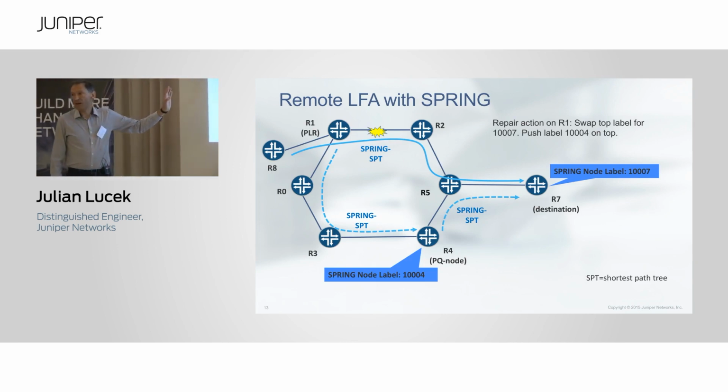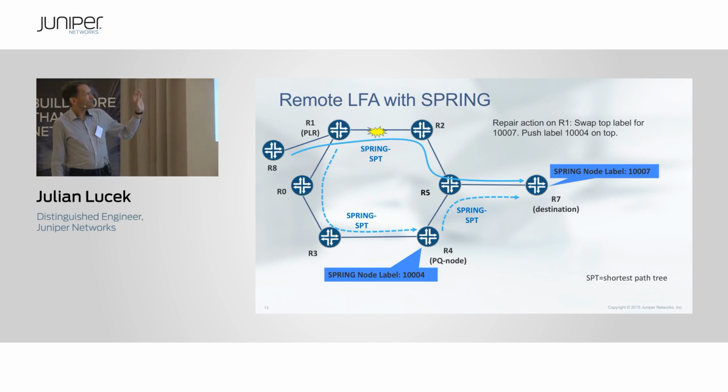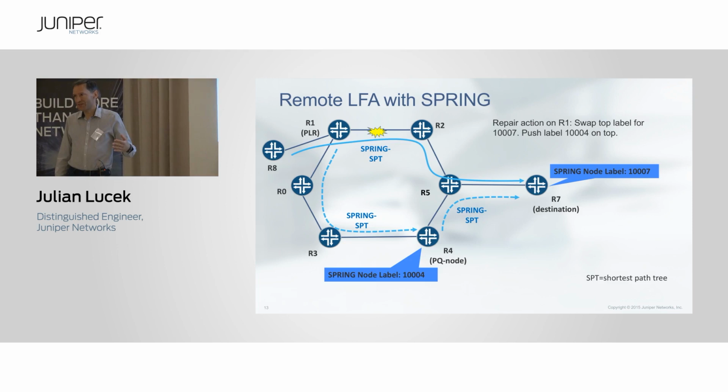So in this diagram, we've got traffic going from R8 to R7. This is segment routed traffic. Let's suppose it's traffic that's using node label forwarding, shortest path forwarding, but the similar principle applies for adjacency labels. And so from the point of view of R1, suppose R1 wants to set up sub 50 millisecond protection in case this link between R1 and R2 fails.